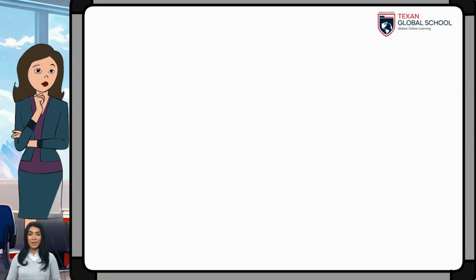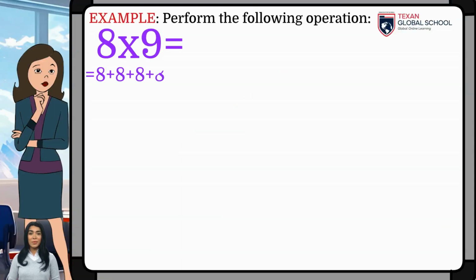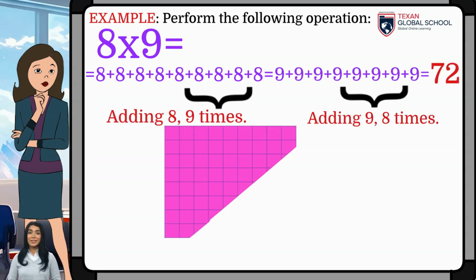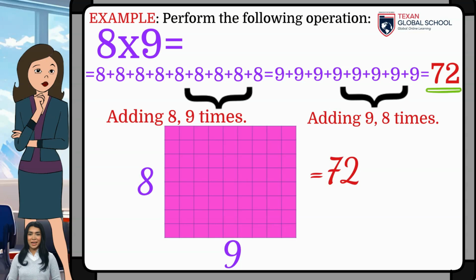Now multiply 8 by 9. So, we add 8 9 times, or we add 9 8 times. Therefore, 8 times 9 is 72. The model represents 8 rows by 9 columns. So we have 72 ones. Hence, we conclude that 8 times 9 is 72.